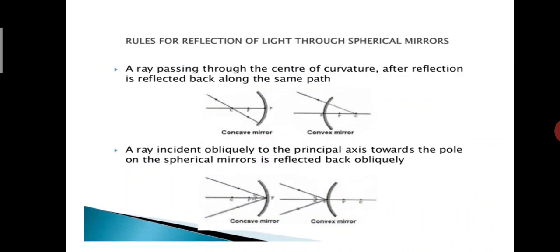Third, a ray passing through the center of curvature after reflection is reflected back along the same path. And fourth, a ray incident obliquely to the principal axis towards the pole on the spherical mirrors is reflected back obliquely.